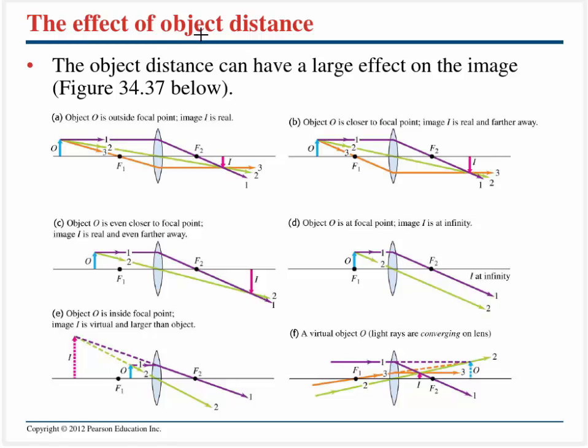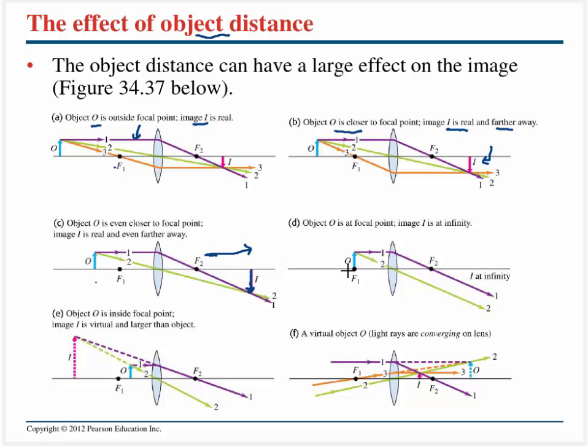Much like with curved mirrors, object distance is going to matter. I highly suggest you get yourself comfortable with drawing rays 1, 2, and 3. If we have an object that's outside of the focal point here, the image is going to be real and upside down on the other side. If we move the object closer to the focal point but still outside of the focal point, the image is still going to be real and further away. It's also going to be getting larger. You can see that here. Move it even closer, the image is going to be even further away and also even larger.